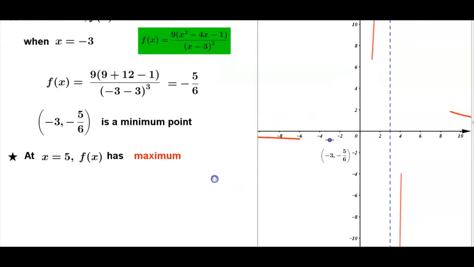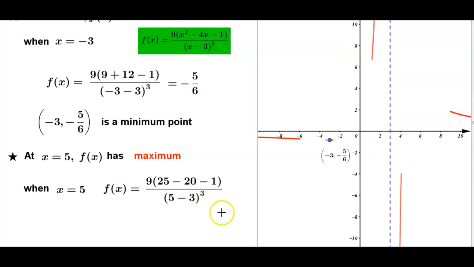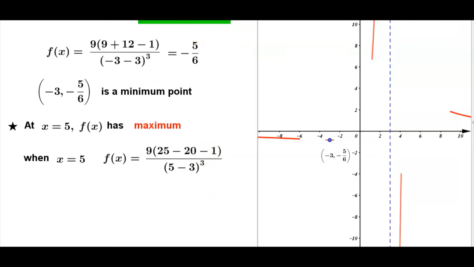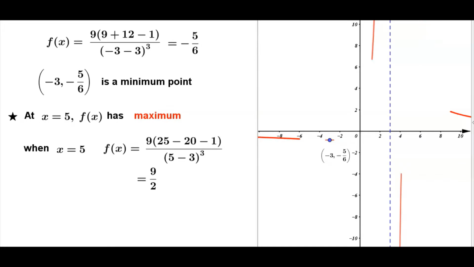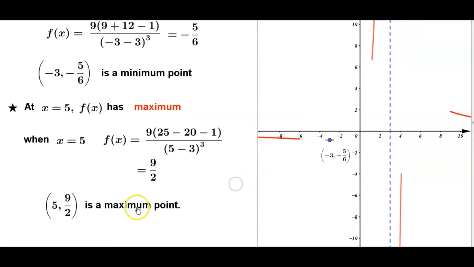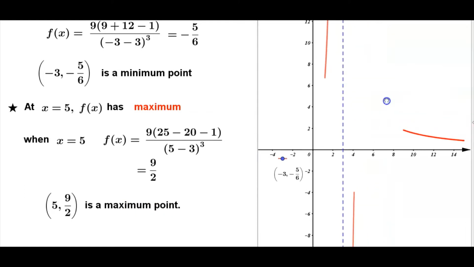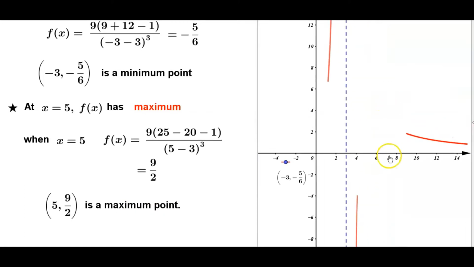Now we want to find the maximum point by substituting here. When x is equal to 5, what is the y value? When x is equal to 5 here: 9 into 5 squared is 25, minus 4 into 5 is 20, minus 1, over 5 minus 3 to the power 3. This is 9 by 2. Therefore, 5, 9 by 2 is the maximum point.